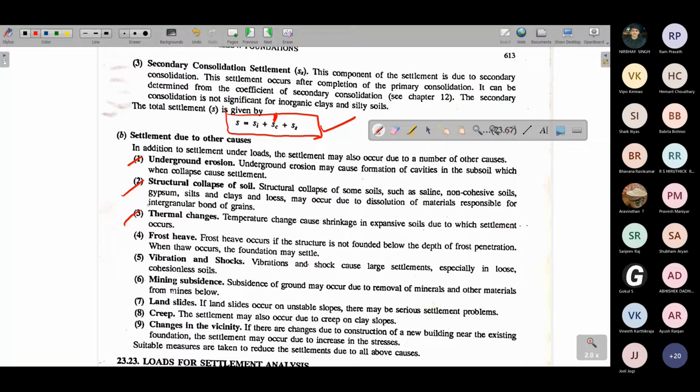Frost heave occurs if the structure is not founded below the depth of the frost penetration when thaw occurs. Next, maybe vibration, nearby vibration or shock. Because of that, settlement also takes place. Also mining activities, a nearby landslide, creep, or change in the vicinity due to construction near buildings. So these are the other causes. But we'll mostly focus on this consolidation.